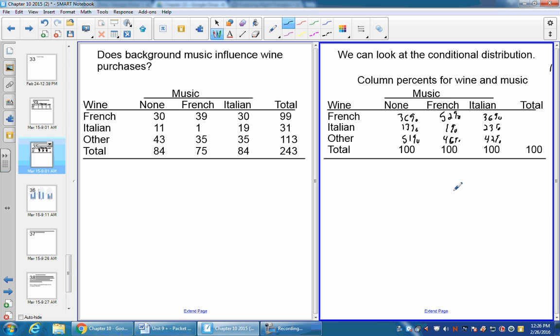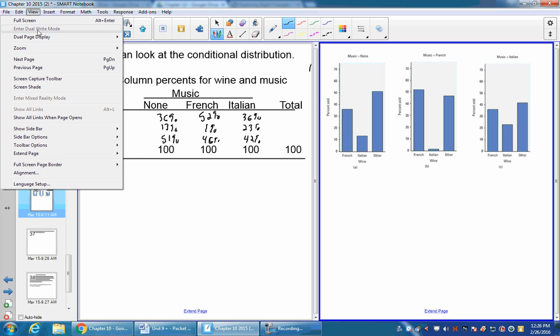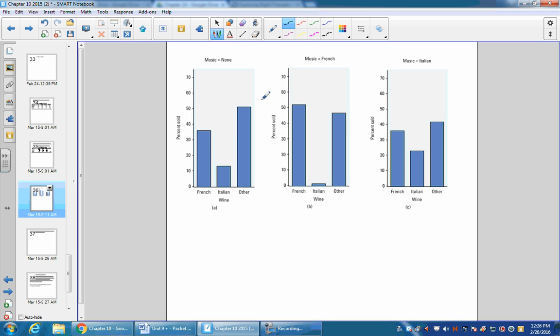That's just from this. So let's see if there is statistical evidence, because it's going to vary a little bit just by taking random samples. Once you have conditional distributions, it's good to graph them so you get some visual representation. See how Italian wine's pretty low when French music was played. That's one striking thing that I would find.